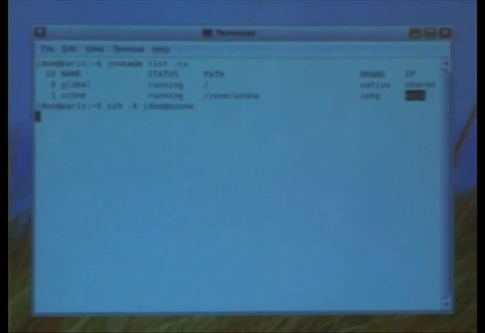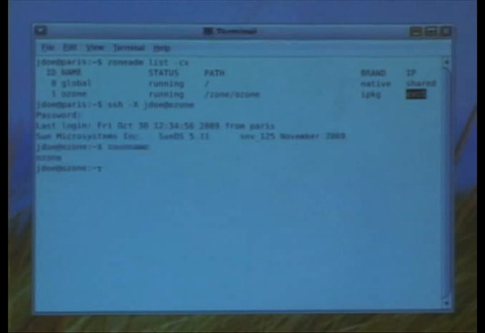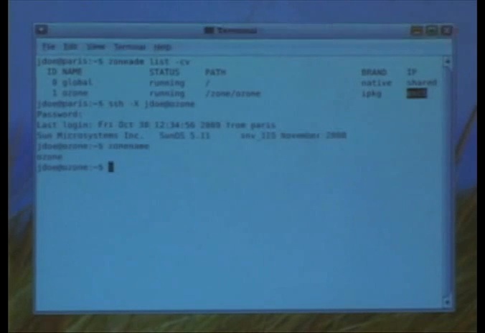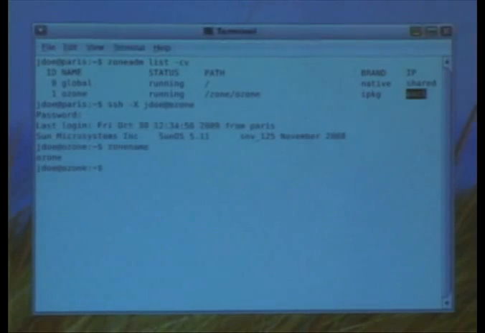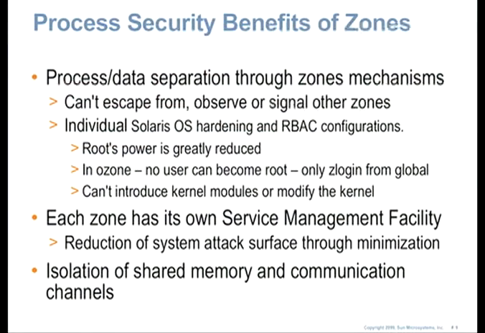And once I've logged in, here we go. If I now type zone name, we're inside this zone. It's a different IP address than what we had outside. And as I said, the administration of the IP stack is now actually delegated to this particular zone. So let's go back to the slides and continue here on slide 9.